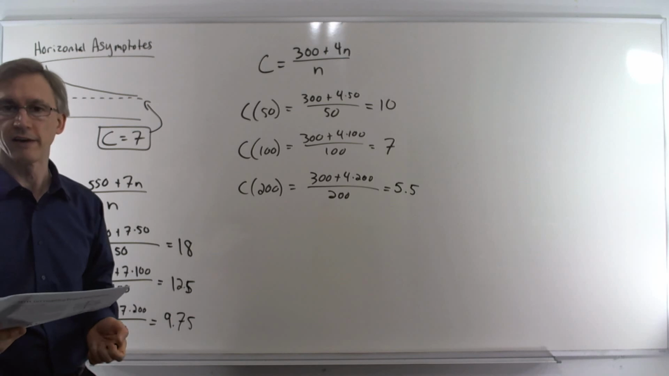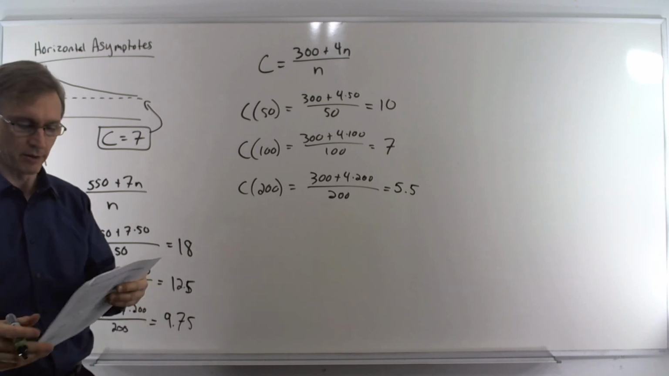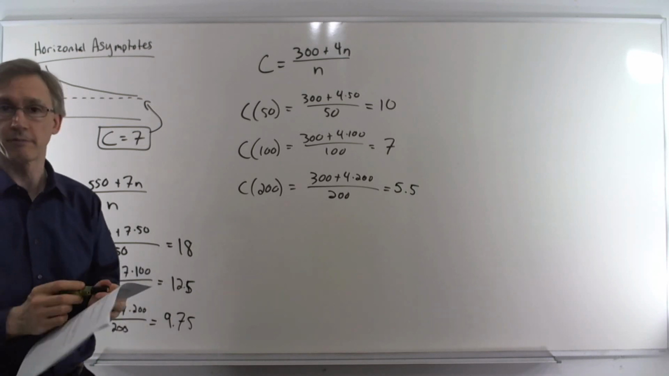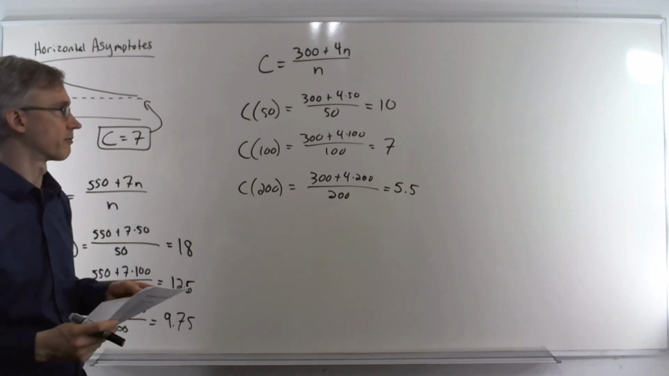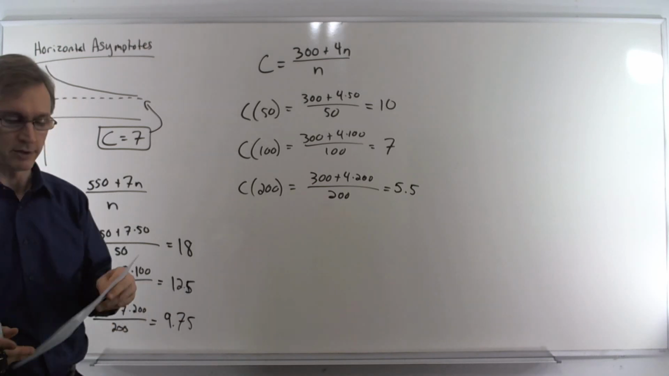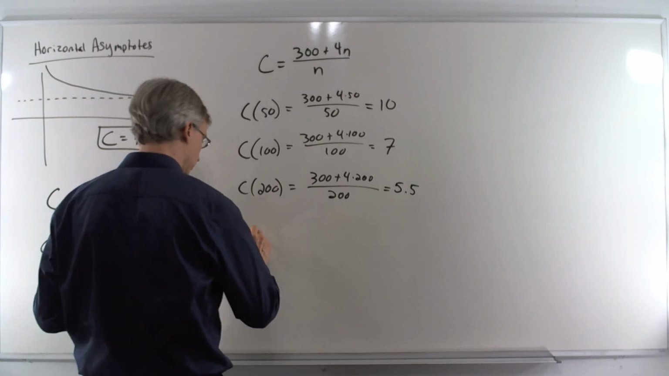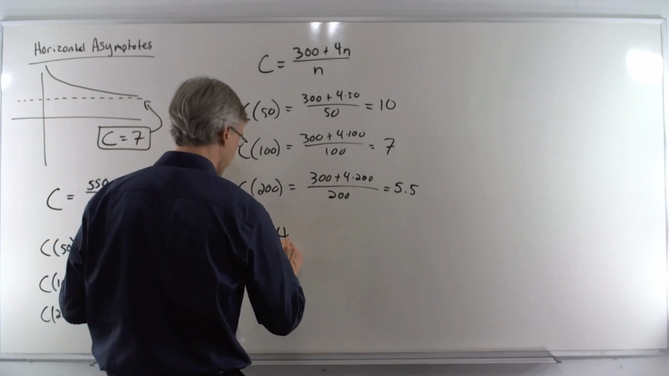All right, so which value from the exercise are these numbers approaching? Well, they're not approaching 300, so they're probably approaching 4. So that means our horizontal asymptote will be the equation C equals 4.